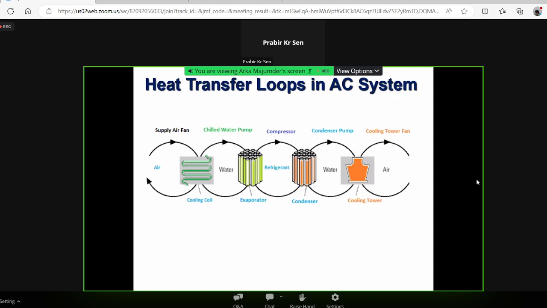and the heat is finally dissipated in the atmosphere by the cooling tower, hot air from the cooling tower. So this is how the heat moves from the room to the atmosphere through the cooling tower via the cooling coil of the air handling unit, then through the evaporator coil, that is the chilled water coil, then to the refrigerant, then to the condenser coil, then to the condenser cooling water, then to the cooling tower, and then finally to the atmosphere. This is how the heat transfer takes place. Next.